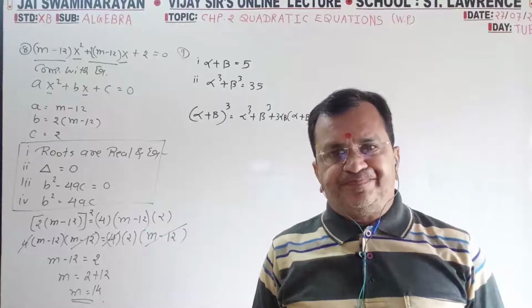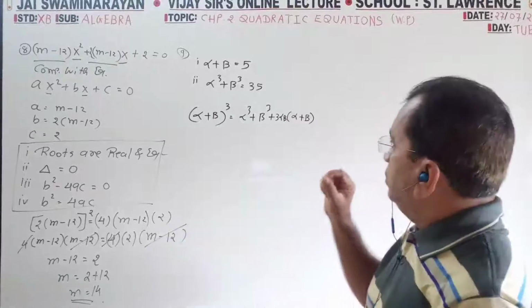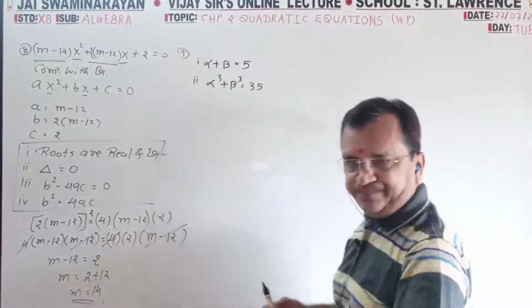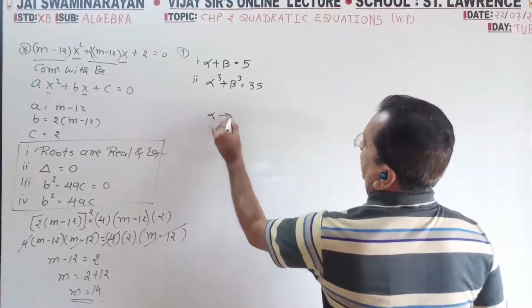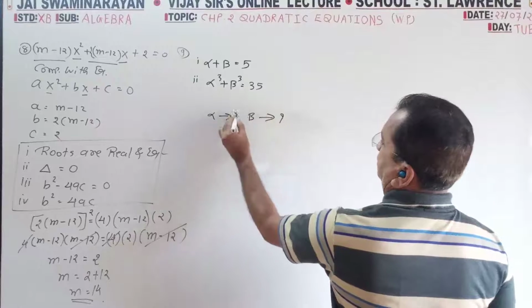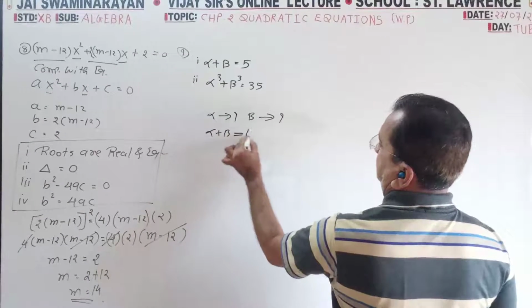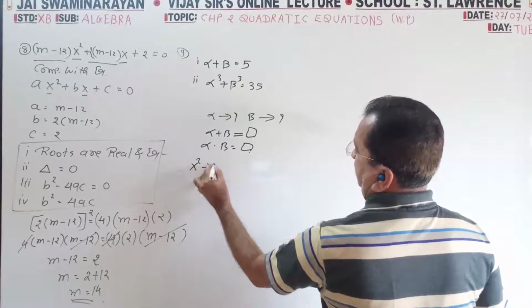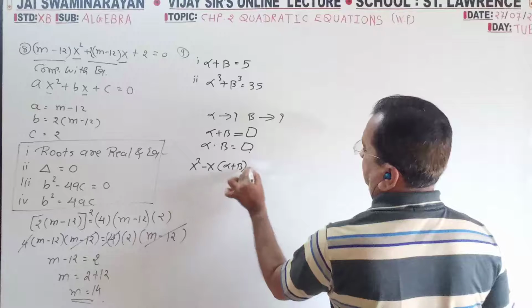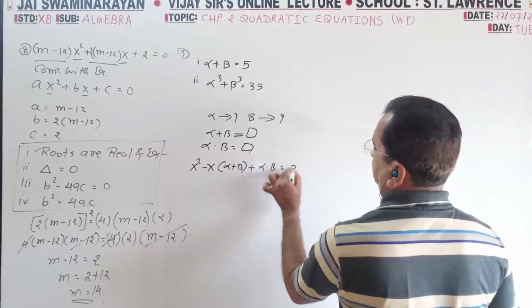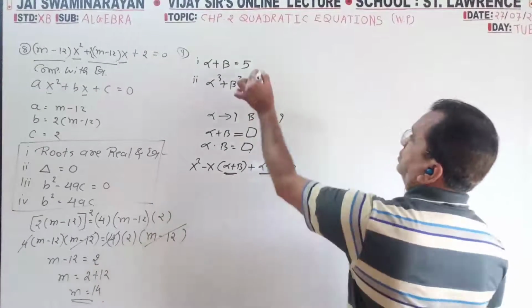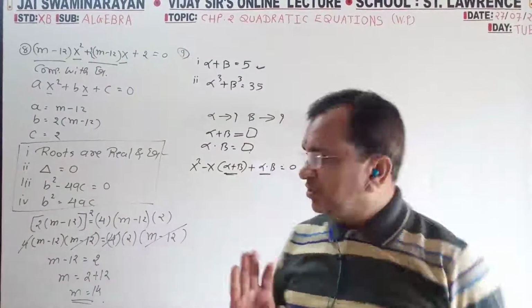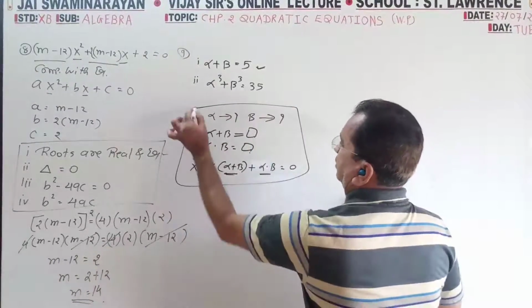See, first the basics I have to clear, otherwise there is no direct way. Suppose alpha you have something, beta you have something, then I'll find alpha plus beta, find alpha dot beta, then x square minus x (alpha plus beta) plus alpha dot beta. So you need this and this. So this is given. Follow? So this is the introduction part.